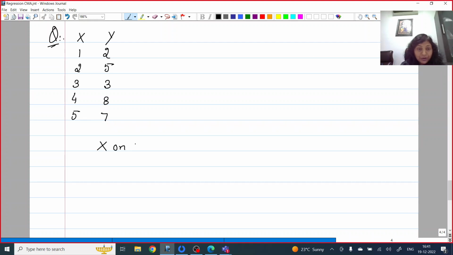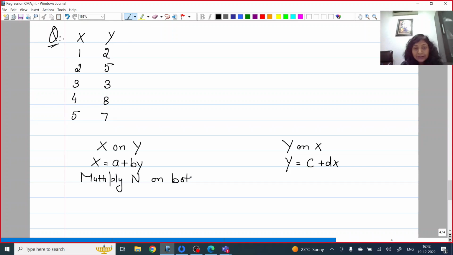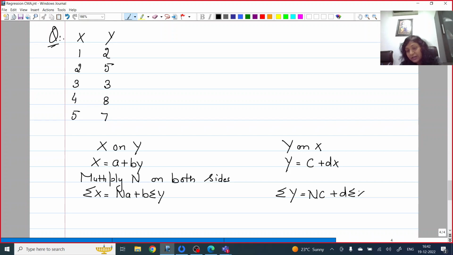I have already told you we have two equations, x on y and y on x. So the equation is x equals a plus by, and here the equation is y equals c plus dx. Now the first thing is to multiply n on both sides. This applies to both equations. So my equation becomes summation x equals na plus b summation y, and in this case it becomes summation y equals nc plus d summation x.